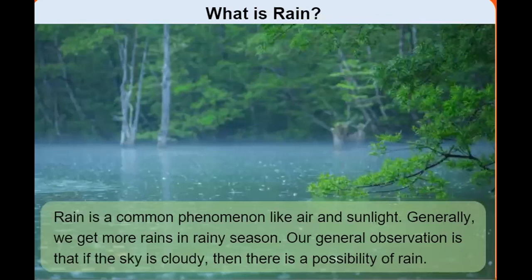What is rain? Rain is a common phenomenon like air and sunlight. Generally, we get more rains in rainy seasons. Our general observation is that if the sky is cloudy, then there is a possibility of rain.